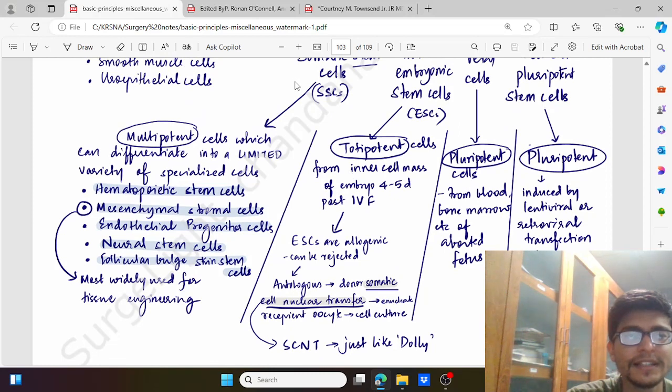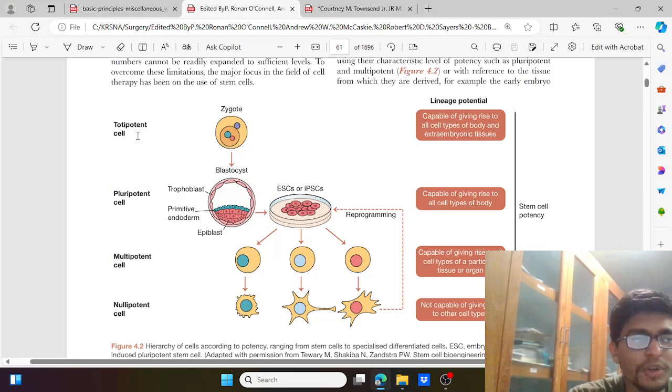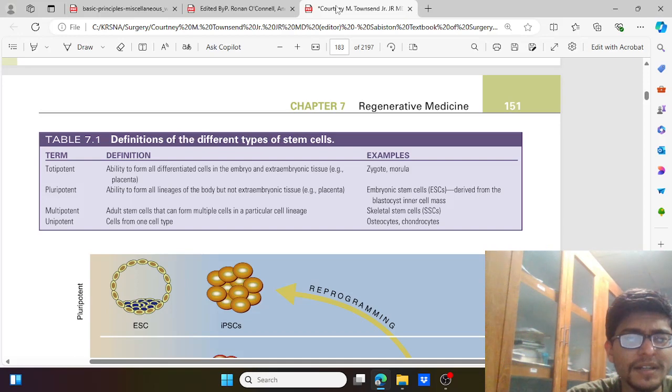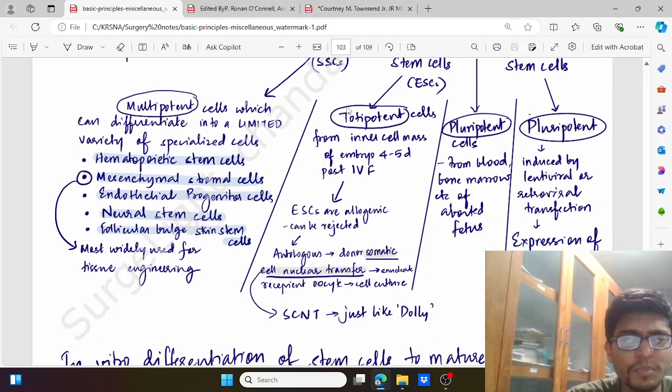So these cells, as we can see in this diagram, the totipotent cells arising from the zygote, are capable of giving rise to all cells in the body and also extraembryonic tissue like the placenta. Such cells are the totipotent cells. The zygote is the example of a totipotent cell.